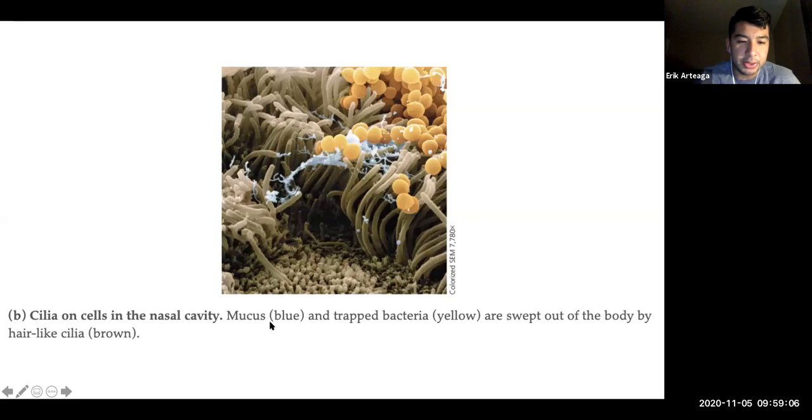Here you have cilia on the nasal cavity. So you have mucus in blue, which traps bacteria, in yellow, and sweeps them out of the body with hair-like cilia, right? So those of you that are moving on to anatomy and physiology will get to learn about pseudostratified columnar epithelium. This is the epithelium tissue that's lining the upper respiratory tract as well as your lungs and your bronchus. And these cells essentially push mucus out of the lung up into the upper respiratory tract, and then either the mucus can be spit out or swallowed.